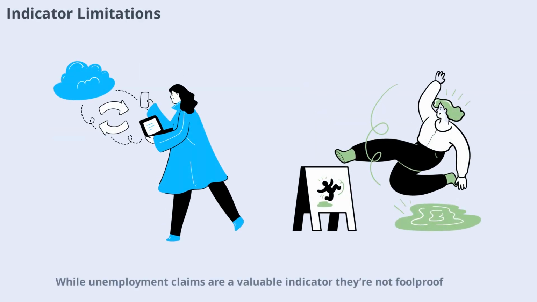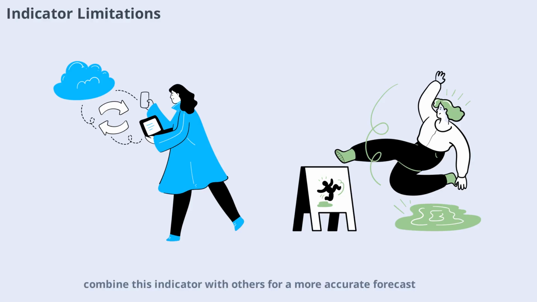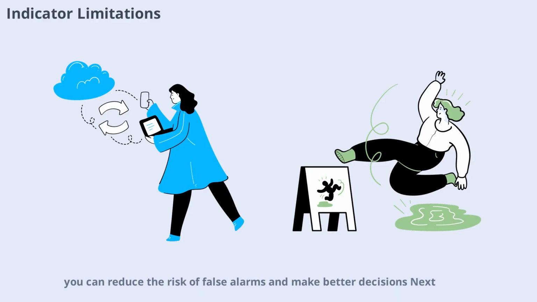While unemployment claims are a valuable indicator, they're not foolproof. Sometimes claims can rise due to temporary factors like seasonal layoffs or natural disasters rather than a true economic slowdown. It's important to look at the bigger picture and combine this indicator with others for a more accurate forecast. By using multiple signals, you can reduce the risk of false alarms and make better decisions.